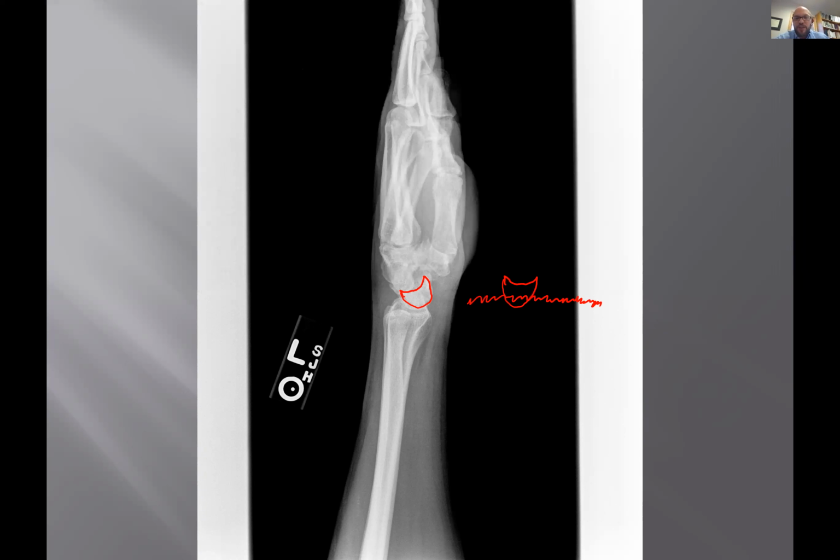So there's a boat. That's a normal lunate, and the capitate is supposed to go right in there. And of course, the distal radius right there. There's a normal alignment of the lateral wrist. But here we see, look at the lunate on this thing. Which way is it tilted?